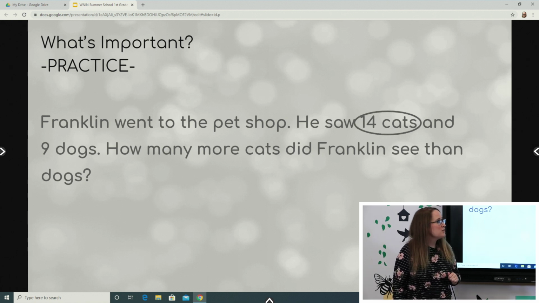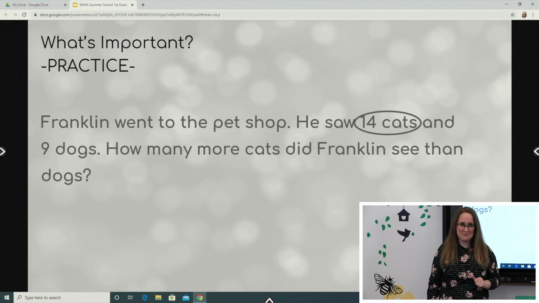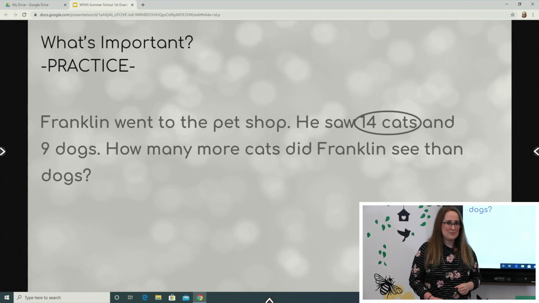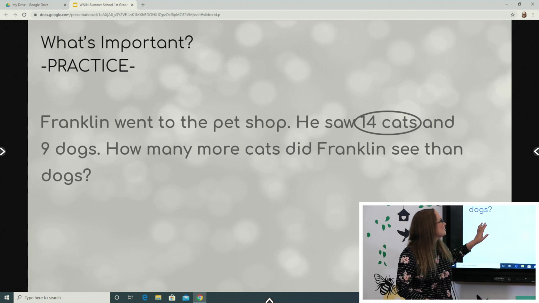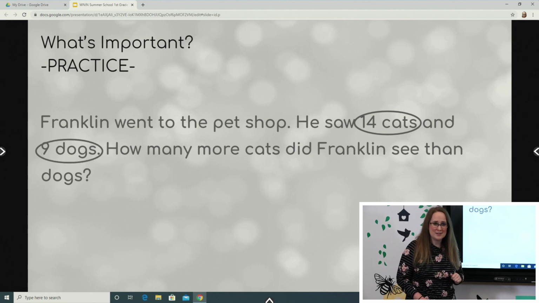On your paper, circle 14 cats. That's how many he saw. No more and no less. We should also circle 9 dogs. That's how many dogs he saw.